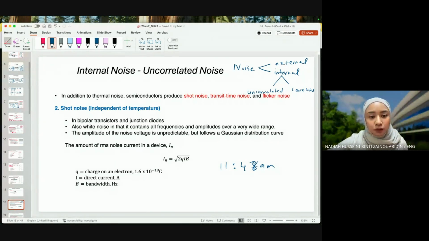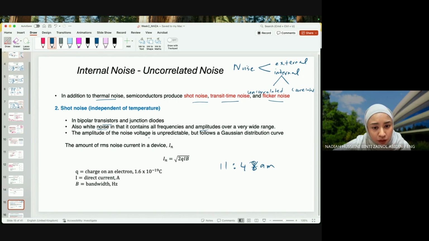So in addition to thermal noise, semiconductors produce shot noise, transit time noise, and flicker noise. So there's a bunch of other noises. All of these are called uncorrelated noise. Shot noise is independent of temperature. Thermal is dependent on temperature. Shot noise is typically in bipolar transistors, and it is also white noise that contains all frequencies and amplitudes over a wide range, just like thermal noise.